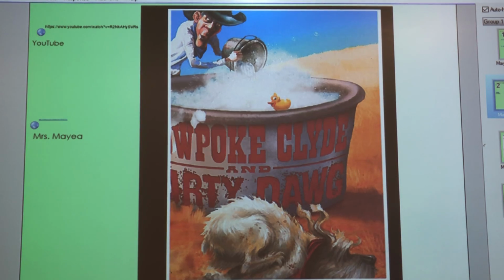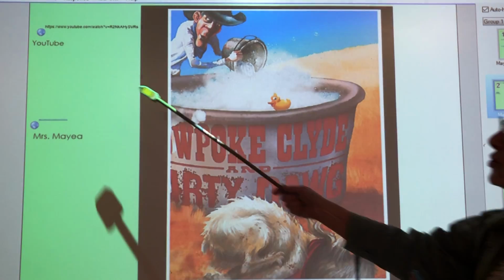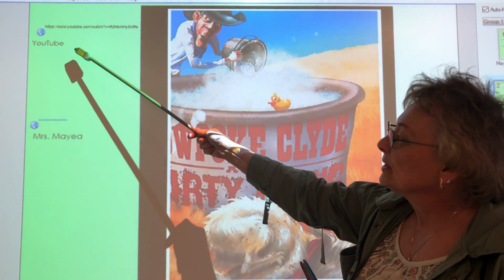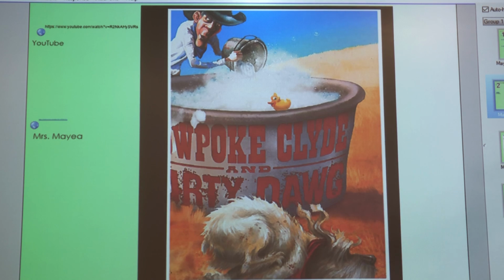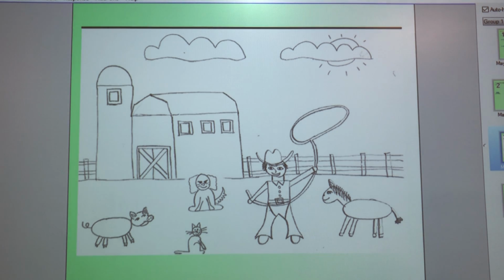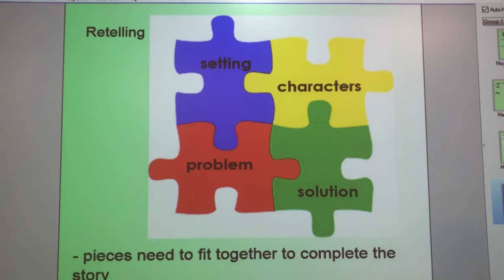If you would like to listen to the story again, you have two choices. You can listen to it being read on YouTube, or you can listen to it again with Mrs. May. You did a directed drawing yesterday so that you would have Cowpoke Clyde, Dog, and some of the other animals that were involved in our story. When we're retelling, we need to make sure that this information is shared.